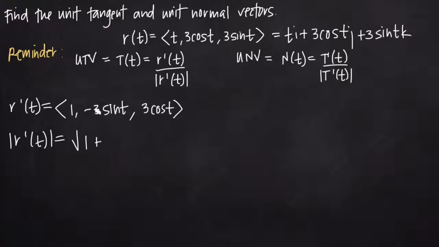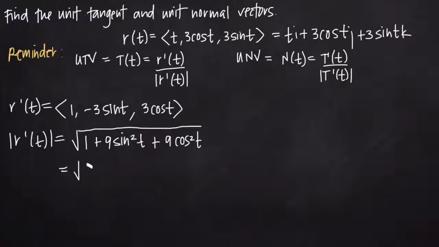Then we're going to add to that the square of negative 3 sine of t. Well, when we square that, the negative 3 times negative 3 becomes a positive 9, and sine of t times sine of t, we get sine squared of t. Then we're going to add to that the square of 3 cosine of t, which is going to be 9 cosine squared t, and all that's going to go under our square root sign. Now all we have to do is simplify this. So the first thing we're going to do is factor a 9 out of this sine squared t and cosine squared t. So we'll get 1 plus 9 times the quantity, sine squared t plus cosine squared t.